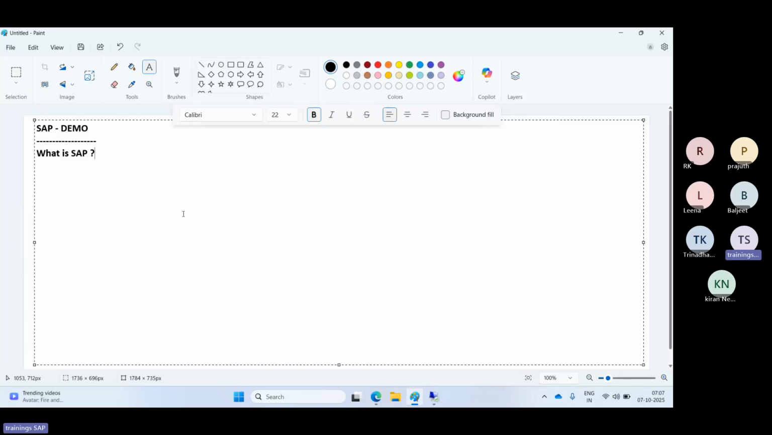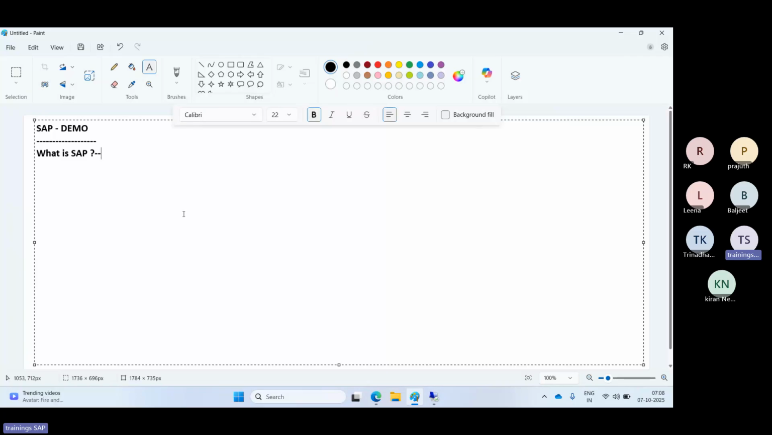Normally, maybe a few of the members are already aware of what SAP is. So what is SAP? SAP is an application software. It's not a database. It's not a small media player or software. It is one of the world's largest, leading ERP systems.